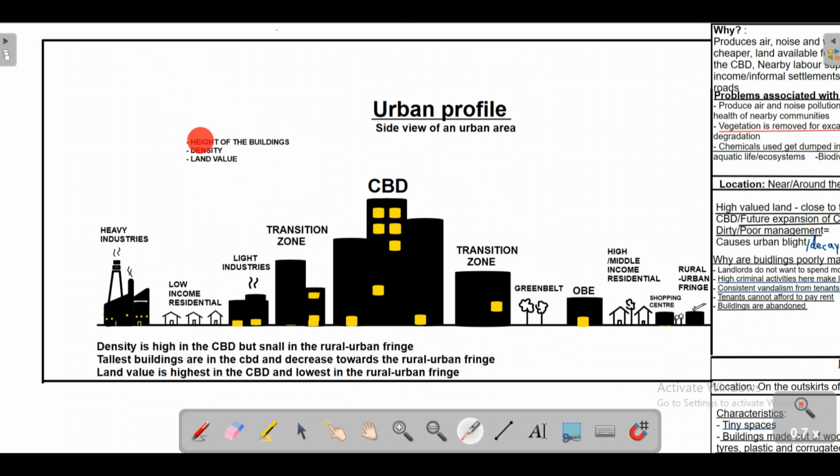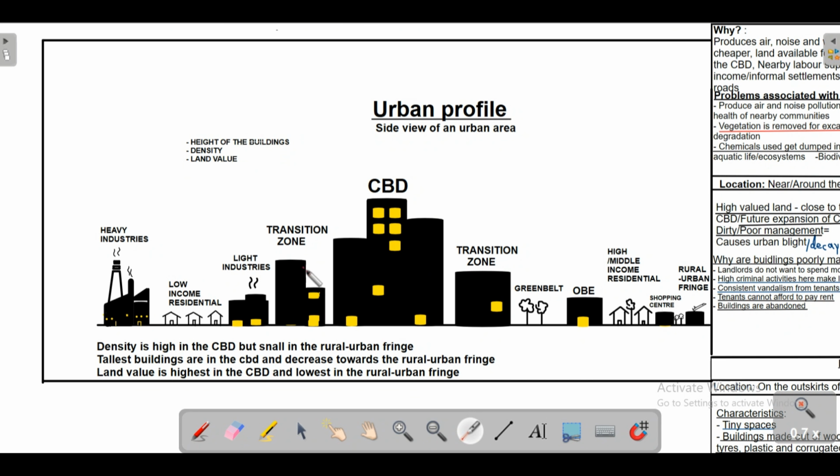It mostly shows the height of the buildings, but you also have to note the density here as well as the land value of the land use zones as you're moving from the center, which is the CBD, moving towards the rural urban fringe or towards the periphery of the urban area. So as we can clearly see, guys, the tallest buildings are here at the center. So this is the CBD. It's pretty easy to identify the CBD. The tallest buildings are here.